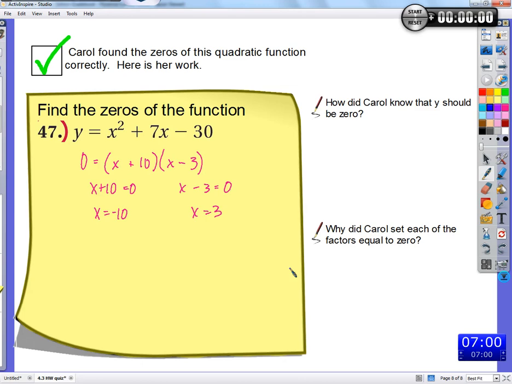So hopefully you know what we're supposed to do here, and you've already been working on this first one. How did Carol know that y was supposed to be 0? How did she know? How did she know that y was supposed to be 0?